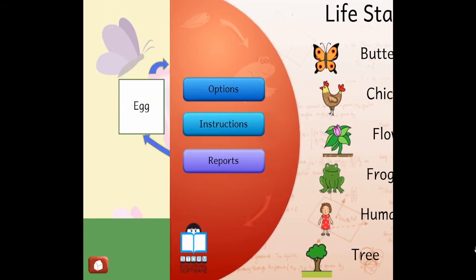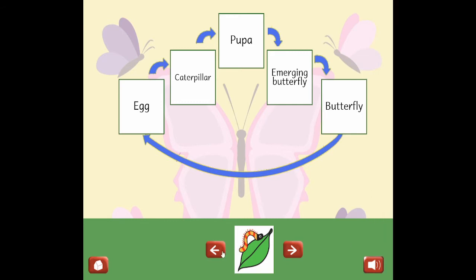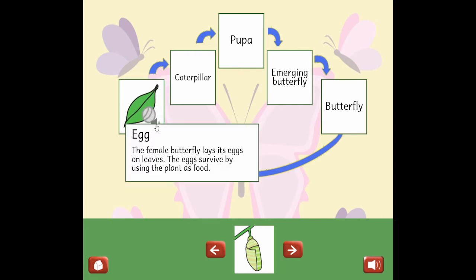Life stages of a butterfly. Egg. The female butterfly lays its eggs on leaves. The eggs survive by using the plant as food.